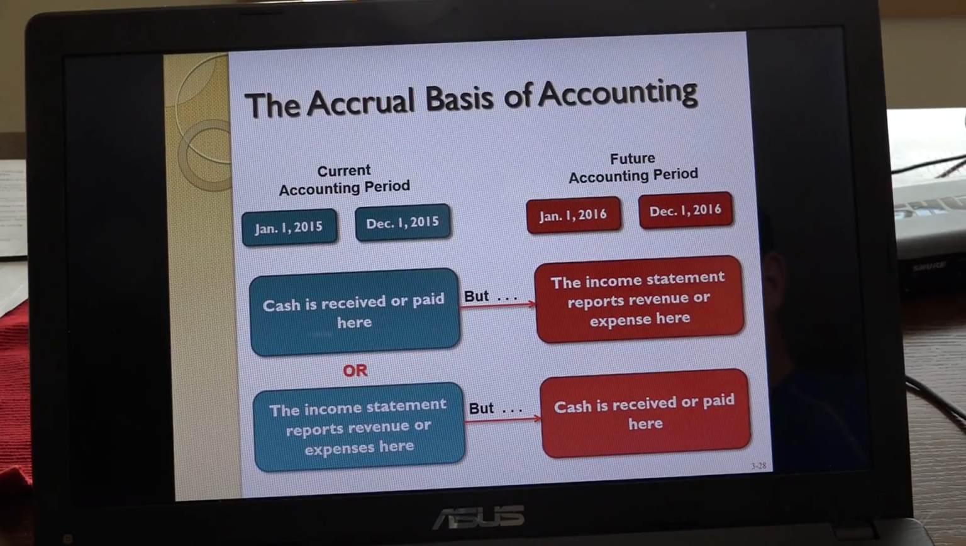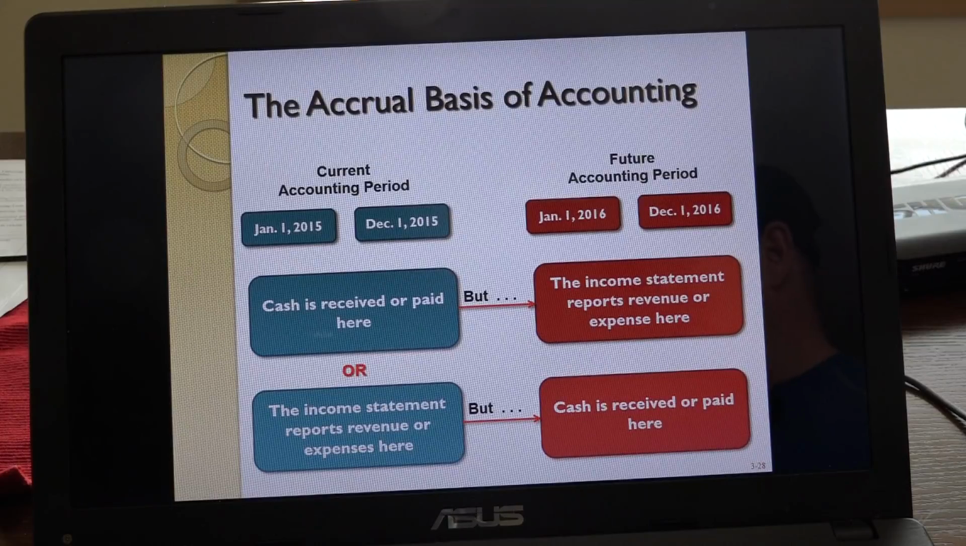And of course, your expense example is where you use electricity in 2015. In December, let's say, you get a bill at the end of December, you're not going to pay that till 2016. You still have to recognize the expense in 2015 because that's when you used it up.